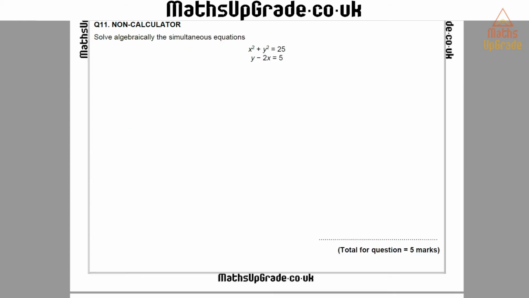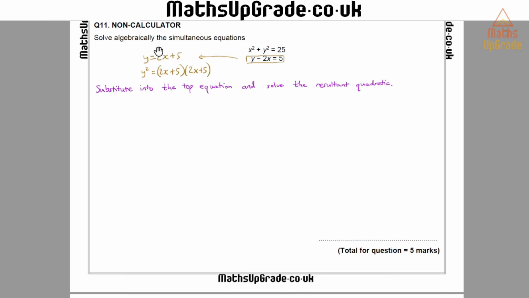Question 11 is very similar to question 10. It involves simultaneous equations but also with quadratics. So be sure to check out my video on solving quadratics on this channel. The first thing I notice is that this top one has got y squared and x squared. The bottom one has only got y and x. So I'm going to rearrange this bottom equation to make y the subject of the equation, and then I'm going to substitute it in here for y squared.